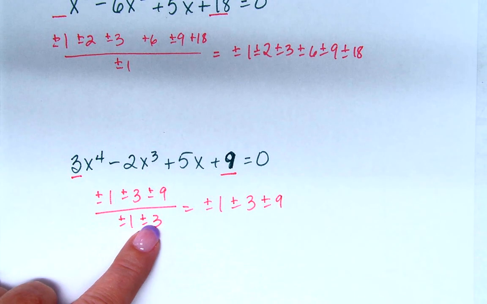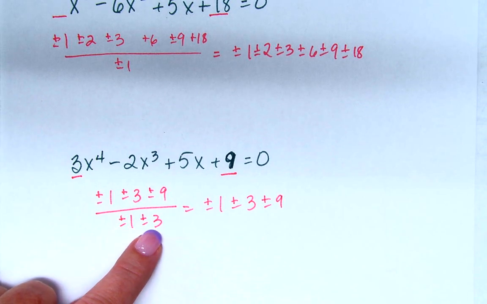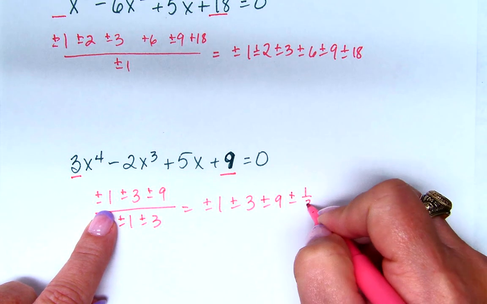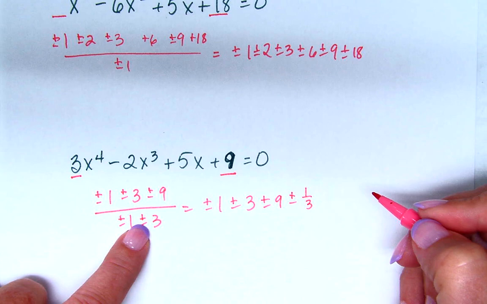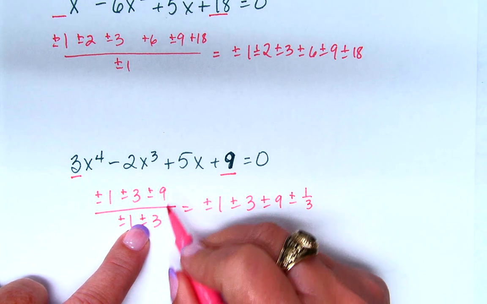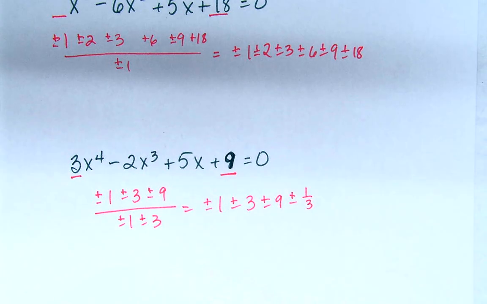So then I have to do all the factors in the numerator divided by 3, don't I? So what's 1 divided by 3? 1/3. What about 3 divided by 3? Oh, I already have that. And then 9 divided by 3? 3. Okay, I already have that too.